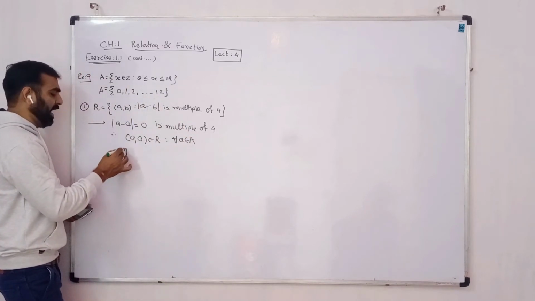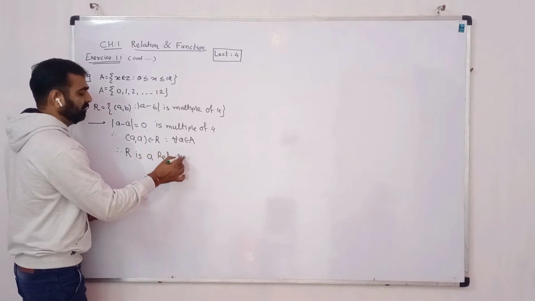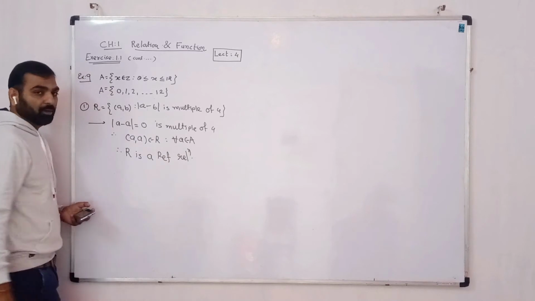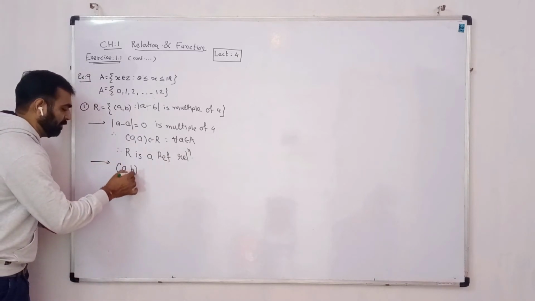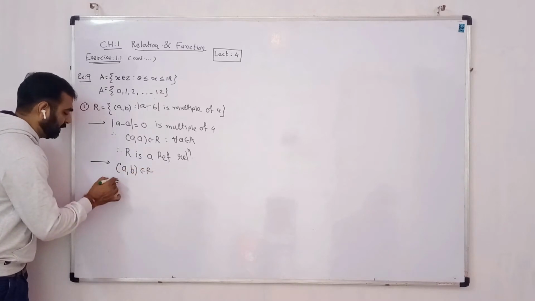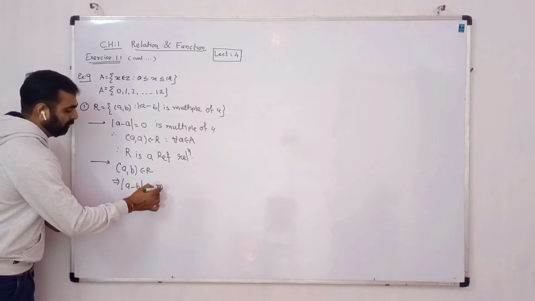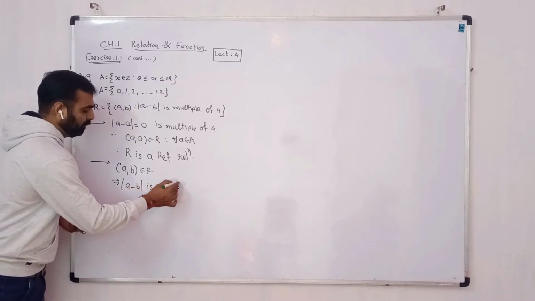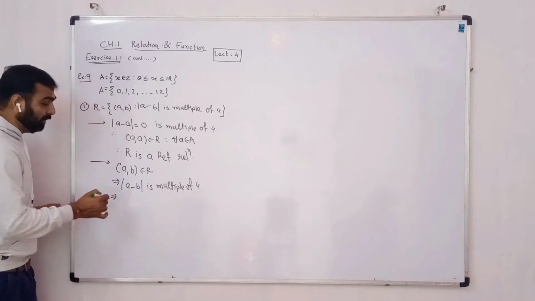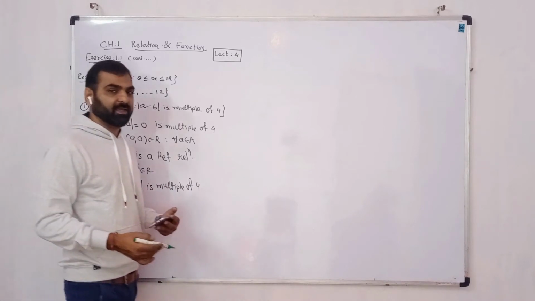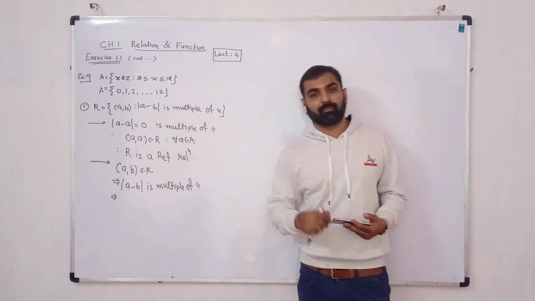उसका मतलब क्या हो गया? R is a reflexive relation. Got it? Okay. So next, it is for symmetric. Now AB belongs to R. The meaning is mod of A minus B is multiple of 4. उसका मतलब अब सिमेट्रिक के लिए क्या चाहिए? A B के बदले B A, that is B is replaced by A and A is replaced by B.